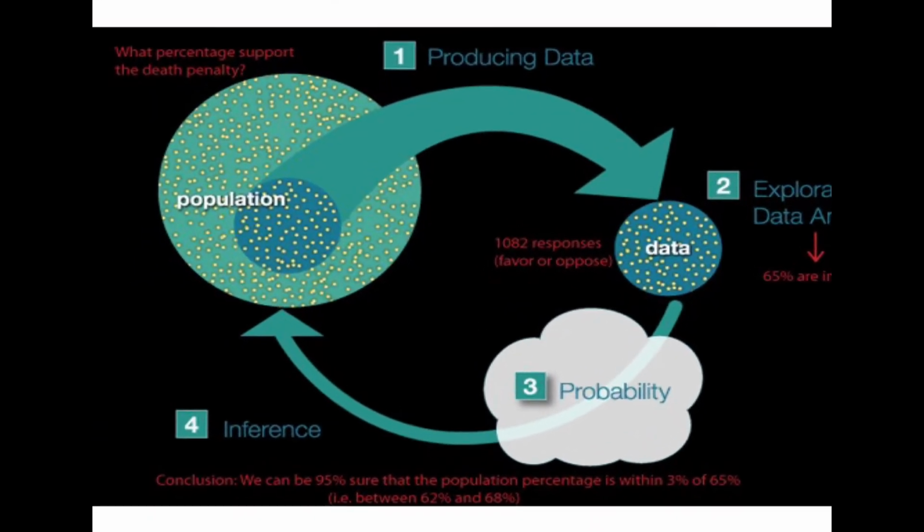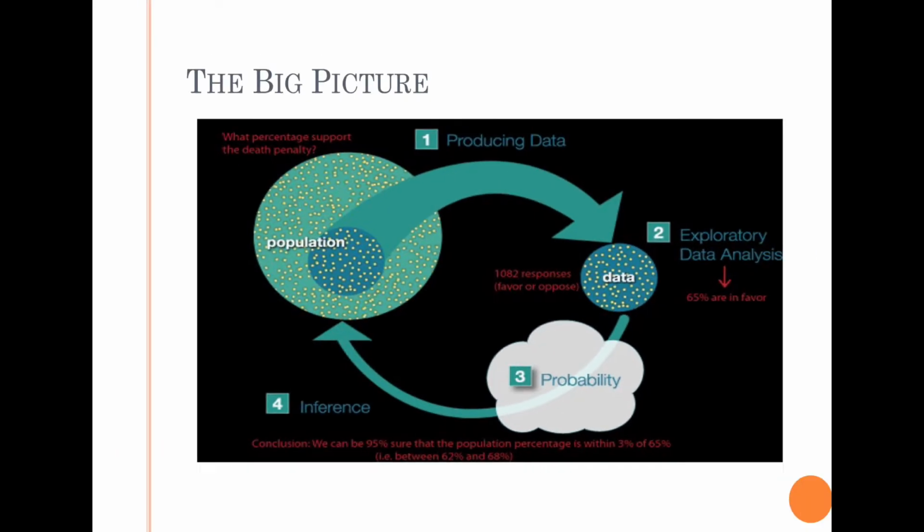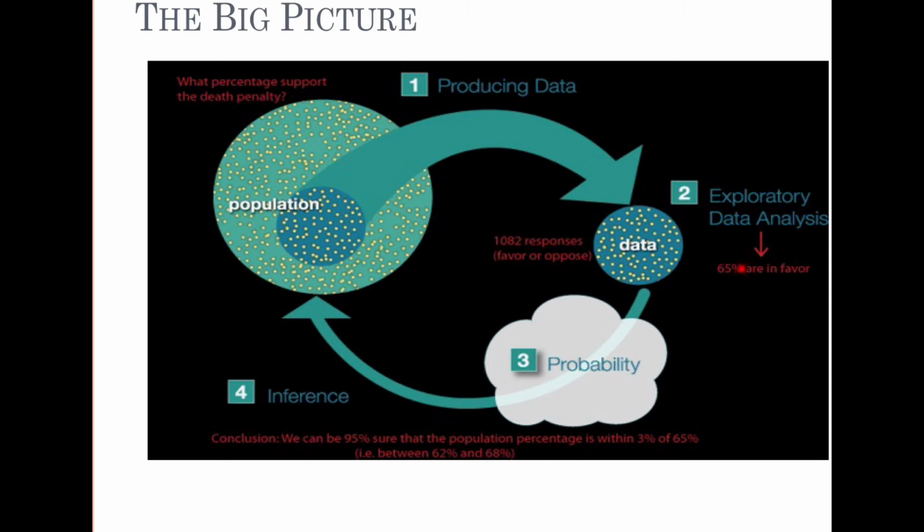We started off with the question, what percent support the death penalty? And there was this population we called U.S. adults, from which we took a small sample of about 1,000 people. Then we looked at that sample and analyzed it, and the analysis found that 65% were in favor of the death penalty. But of course, that only applies to the group that we looked at.